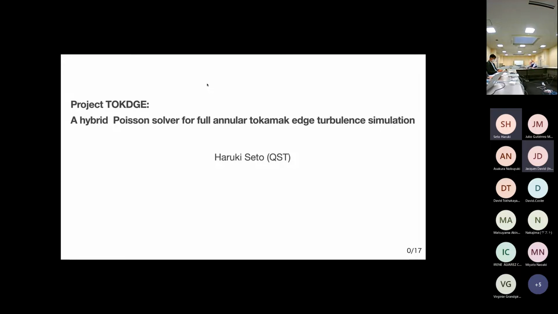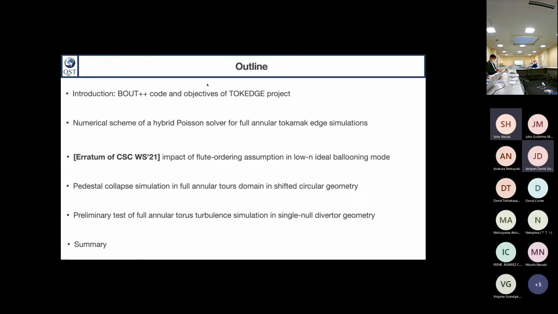Okay, thank you, Chairman. I'm Haruki Seto from QST, the principal investigator of Project H. I'd like to thank IFERC-CSC for giving me this opportunity. The title of my talk is Hybrid Poisson Solver for Full Annular Tokamak Turbulence Simulation. Due to the machine spec of my laptop, I will turn off my camera. Sorry. This is the outline of my talk.